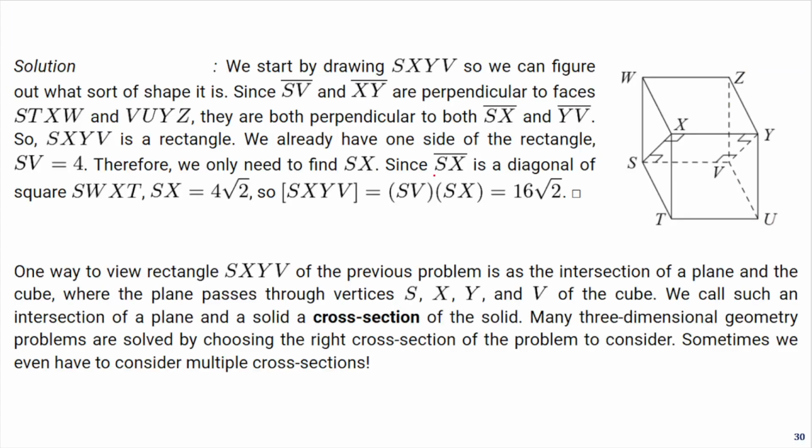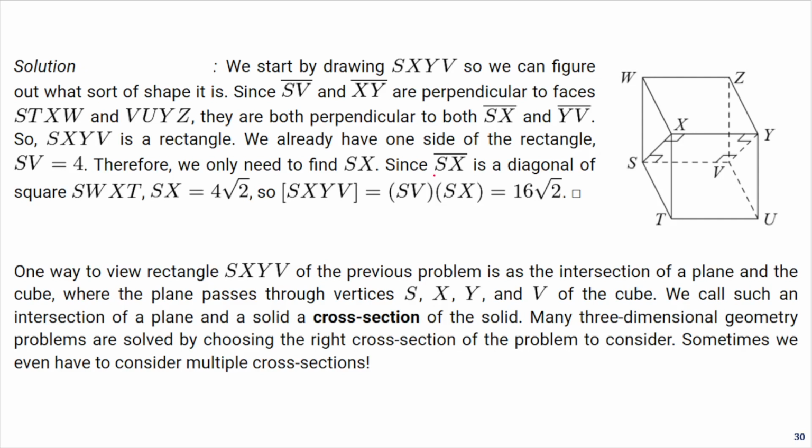Okay, now let's have a look at the solution. First, we start by drawing SXYV so we can figure out what sort of shape it is. Since segments SV and XY are perpendicular to faces STXW and VUYZ, they are both perpendicular to both SX and YV. So SXYV is a rectangle, right?